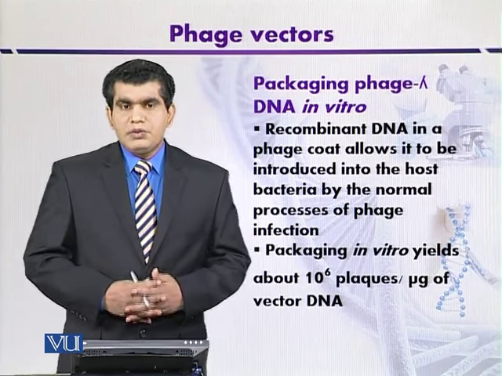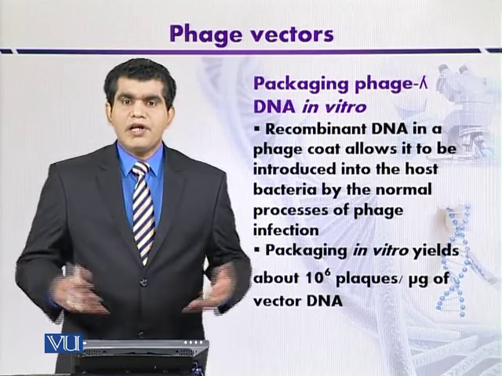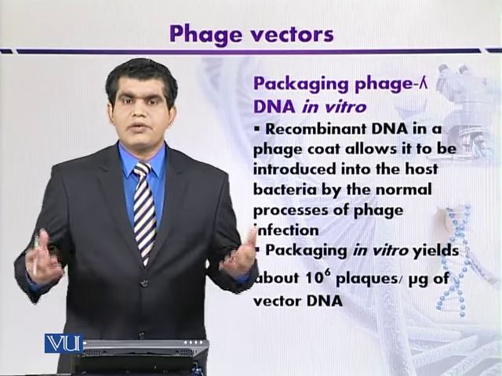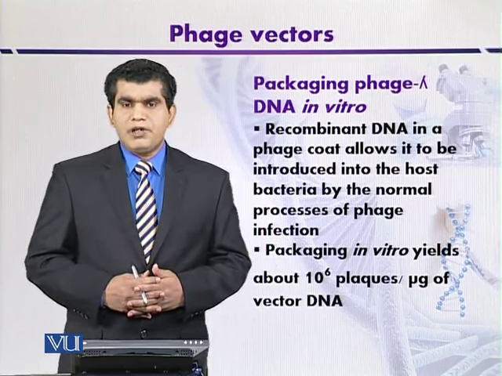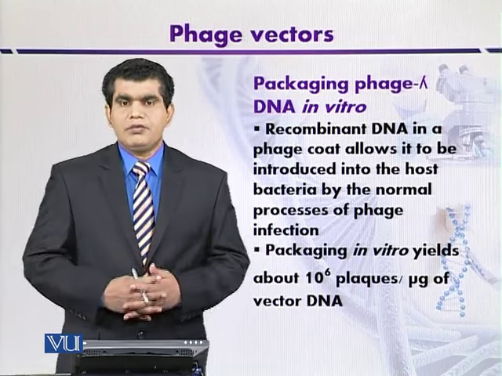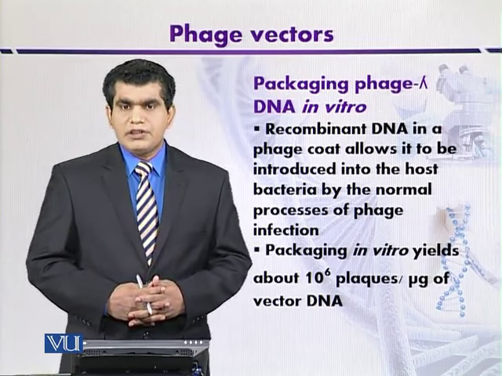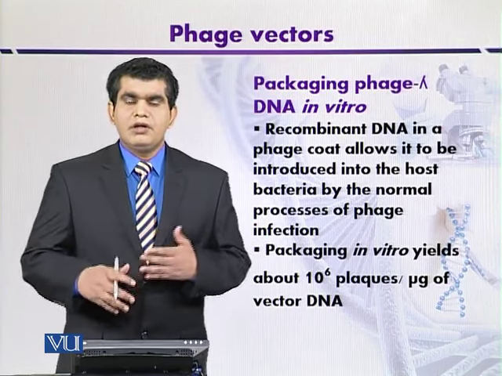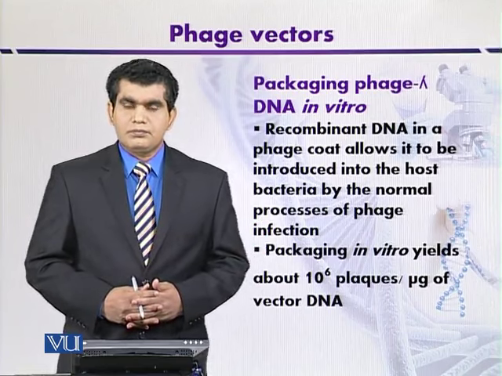Naturally, if we use a lambda genome which has not been modified, a wild type, to infect host organisms like E. coli, then there may be up to 10⁶ plaques per microgram of lambda genome. So the efficiency of plaquing is more or less optimum if we use unmodified lambda genome.